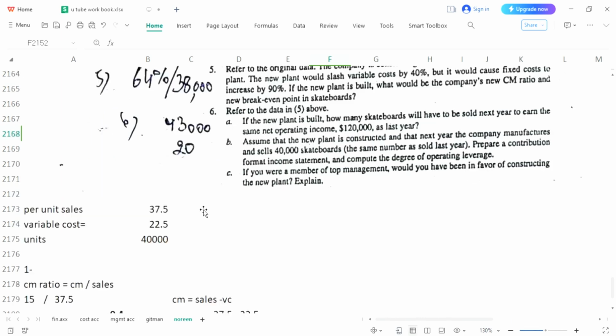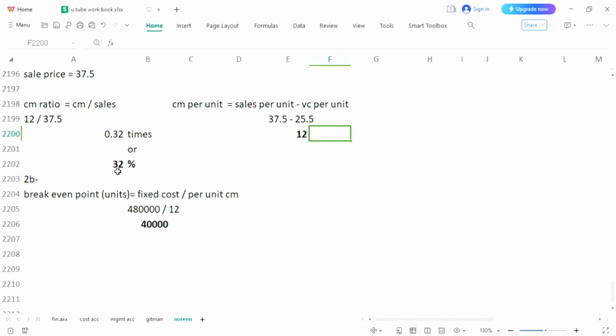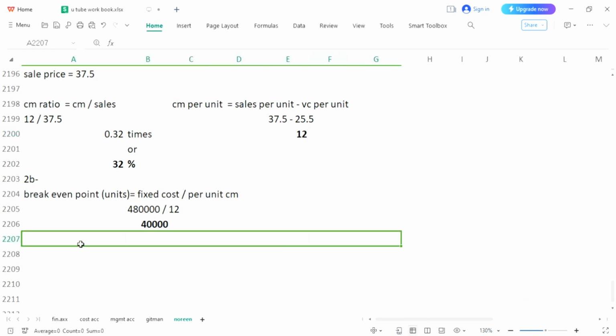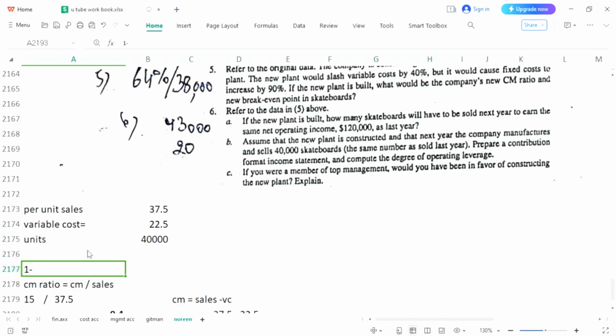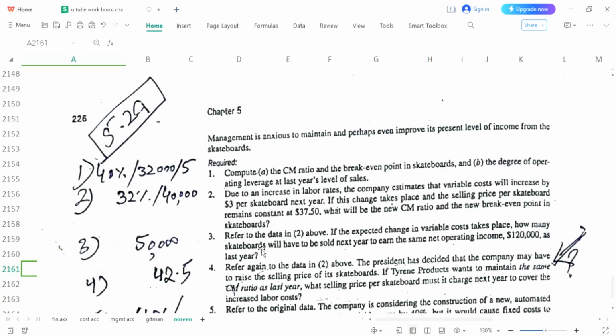32% and 40,000, it means our second part is also completed. We are marking it as completed. Now we will see our third part. Let's go back to the question, see what third part is saying. Refer to data in 2. It means whatever we have solved in 2 would remain same.